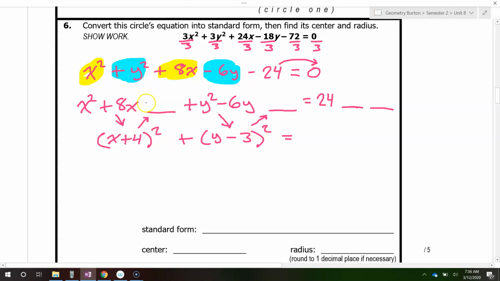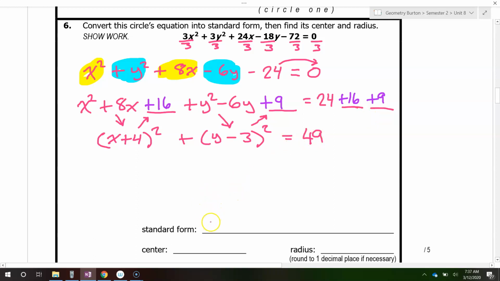So 4 squared is 16. So I'm going to have plus 16. And I need to do it on both sides of the equation. That's why I put this blank over here. Negative 3 squared is positive 9. And again, I need to put that on both sides of the equation. So then I can just add all these up. 24 plus 16 plus 9 is going to be 49. These three just add up to 49.